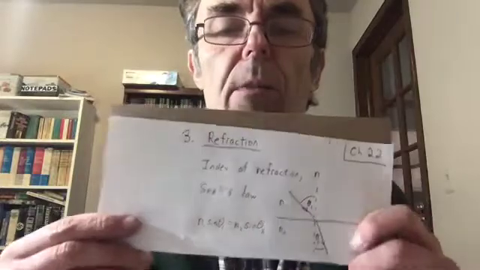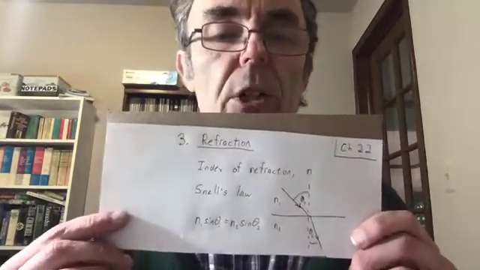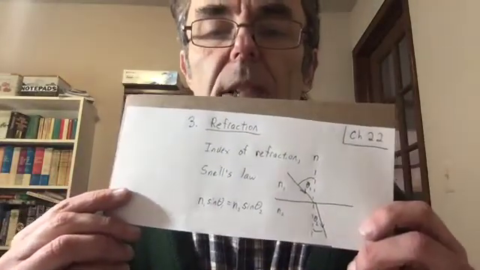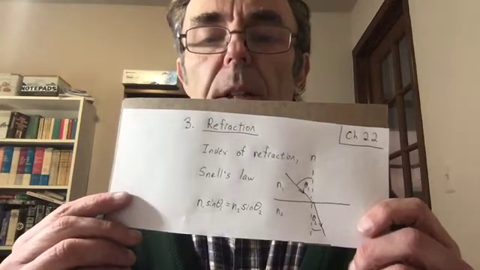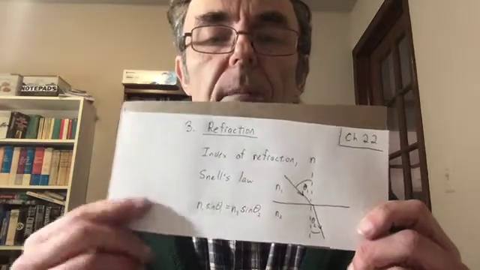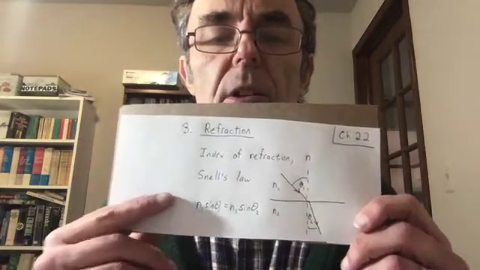Number 3 is refraction, still in Chapter 22. You need to know what the index of refraction is. N is usually given as the index of refraction for different materials. For air, it's typically 1. And you need to be able to understand Snell's law.